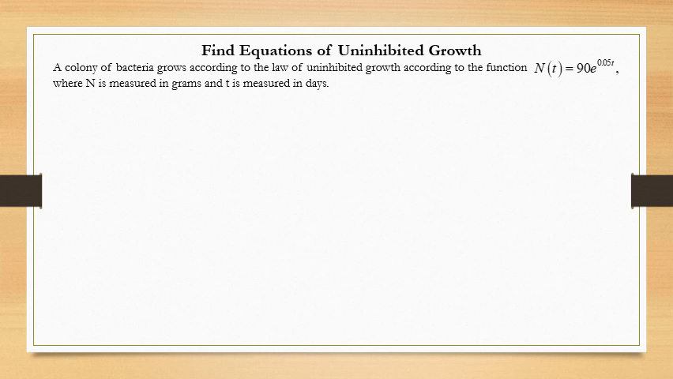A colony of bacteria grows according to the law of uninhibited growth, according to the function n of t equals 90 e to the 0.05 t, where n is measured in grams and t is measured in days. So just to remind us of the formula for the law of uninhibited growth and decay, this is the formula. So n of t is the end amount equals the initial amount times e to the kt. Determine the initial amount of bacteria. So if we match it up with this formula, you can see the initial amount is 90 grams.